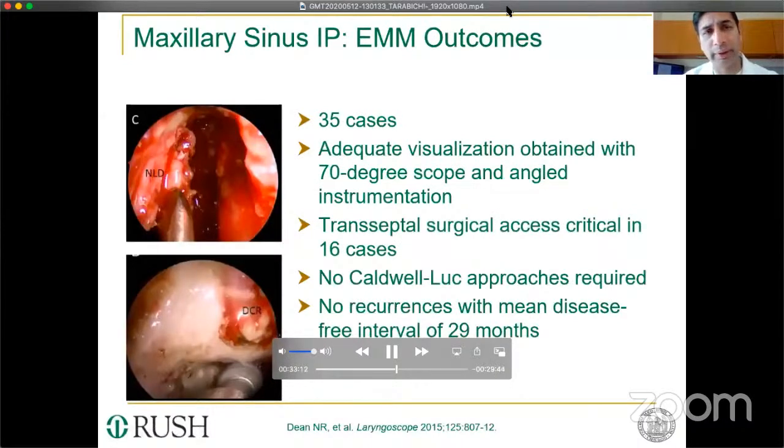One decent-sized study with 35 maxillary IP cases showed that 70-degree endoscope and angled instrumentation can facilitate surgical access without need for Caldwell-Luc approaches. And certainly my own personal experience over the last decade, perhaps not the first 8 years of my career, would confirm that observation.